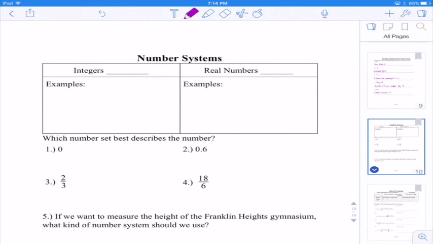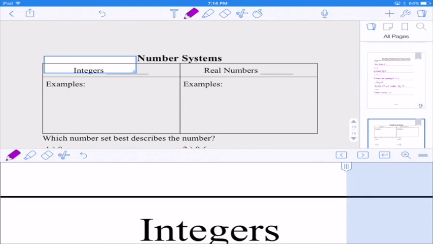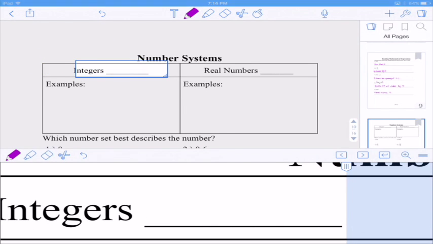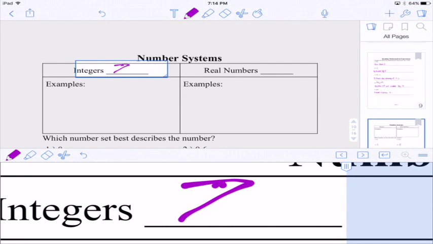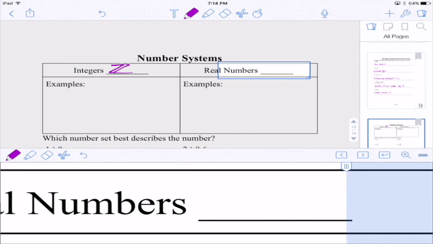So there are two number systems that we care a lot about. We care about the integers, which we can call Z. It's like a bold Z. We also have the real numbers, which is like a bold R.